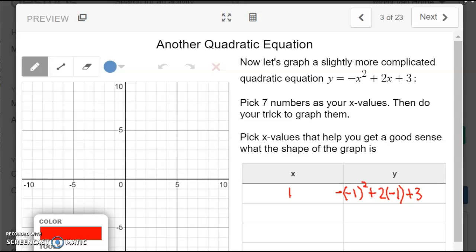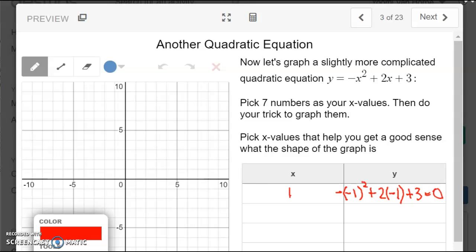order of operations tells us we need to do exponents before multiplication. The negative sign in front of the 1 is being multiplied. So we do not multiply negative 1 by negative 1 first and then raise it to the power of 2. We need to do the exponent first. That's negative 1 times negative 1, that's positive 1, times negative 1 is going to be negative 1, plus 2 times negative 1 is negative 2. So negative 1 plus negative 2 is negative 3, plus 3 is going to be 0.